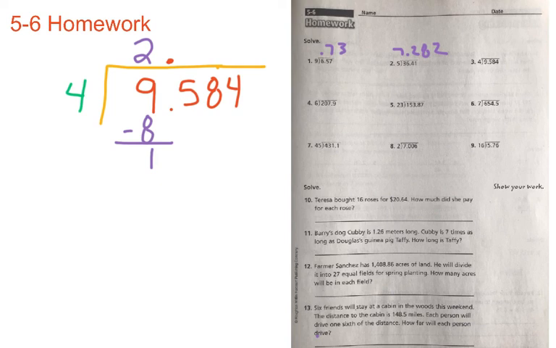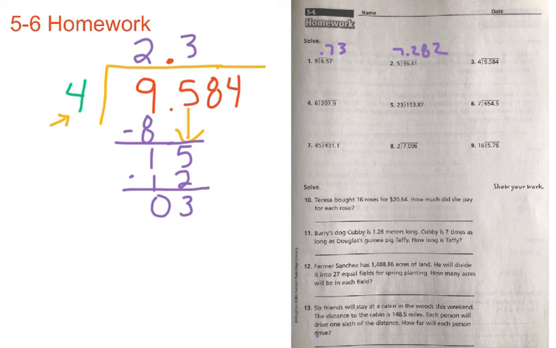I can see that my remainder of 1 is less than my divisor of 4, so I'm good to go. And I can bring down my next number, which is a 5. I know that 4 can go into 15 3 times. 4 times 3 is equal to 12. And I can complete my subtraction. 5 minus 2 is equal to 3. 1 minus 1 is equal to 0.